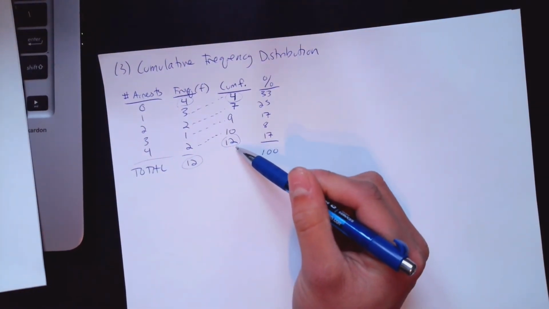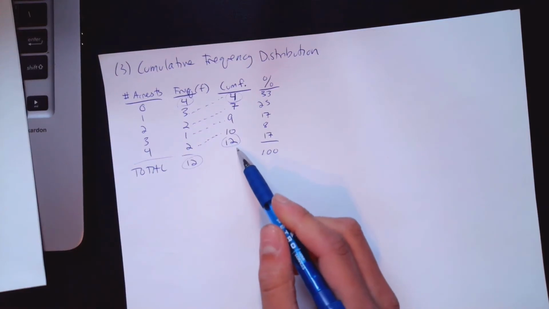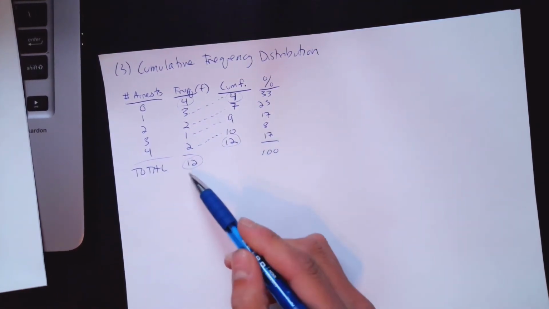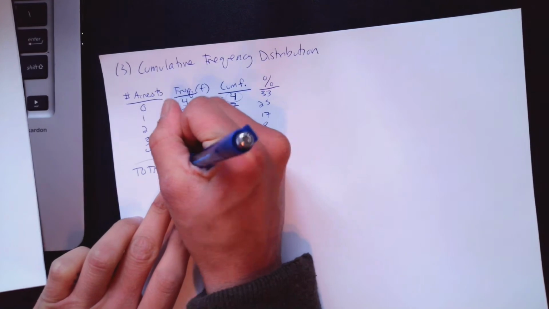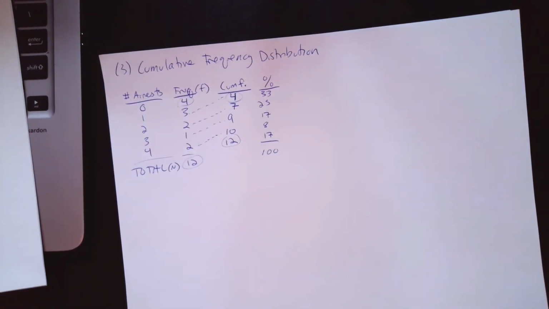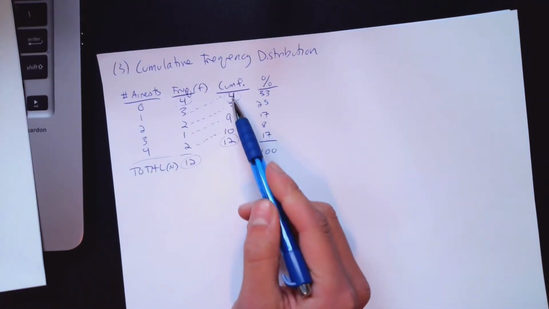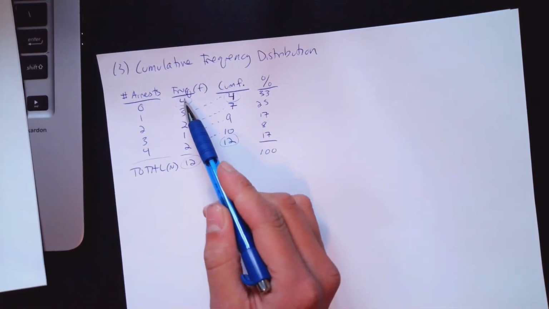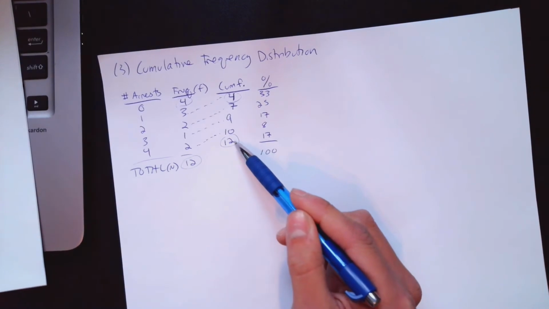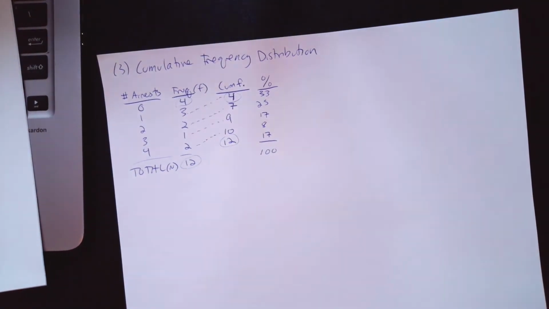So another good way to double check that your cumulative frequencies are correct is that your last cumulative frequency, so the cumulative frequency that you have for your highest value, should be the same as your n, or your total. So again, to double check your cumulative frequencies, you want your first cumulative frequency to be the same as your first frequency, and you want your last cumulative frequency to be the same as your total.